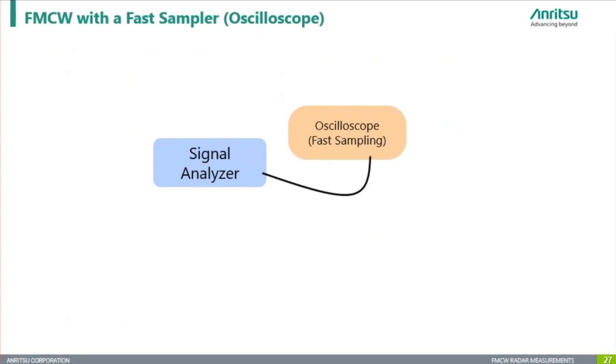One of the most common lab setups for testing wideband FMCW signals involves using a signal analyzer in combination with an oscilloscope. In this setup, the oscilloscope samples the chirp in real time, capturing all variations within the chirp.